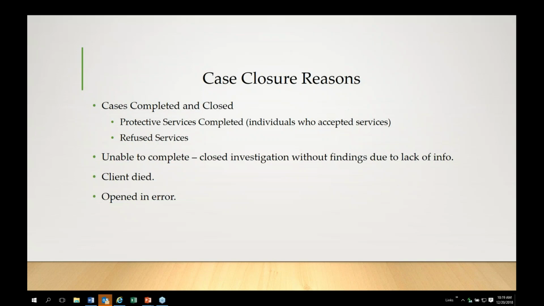The third reason is the client died. If the client died before you were able to do the investigation, you're going to use that as the case closure reason. And the last category is going to be opened in error. You're going to use this if, for example, you got two duplicate reports and you opened two cases, and now you've got to close one of them because you shouldn't have had to. Those kinds of mistakes are going to end up with the case closure reason opened in error. That's your default if you really shouldn't have opened a case. Cases that were opened and you found out they weren't in our jurisdiction would also fit in that category.